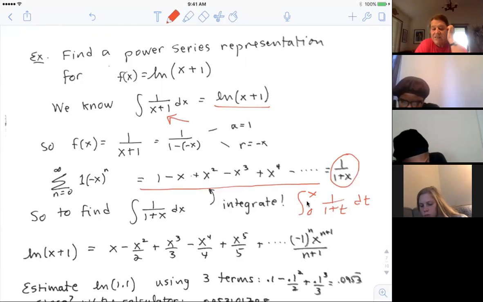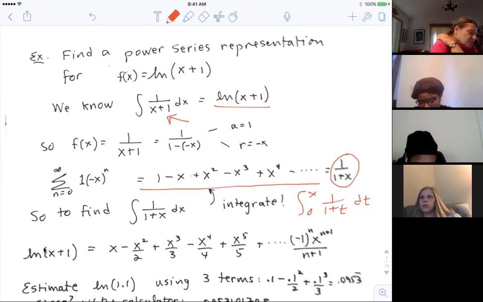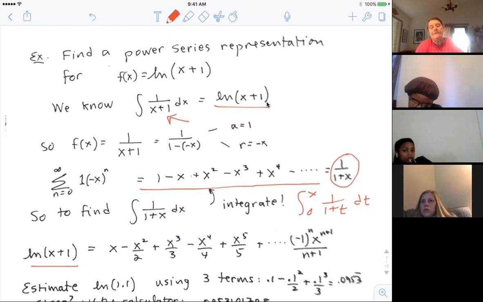I integrate it and then plug in x. But look at what happens if I integrate this. The integral of 1 is x. The integral of minus x is minus x squared over 2. The integral of x squared is x cubed over 3, and minus x to the fourth over 4, and x to the fifth over 5. Then that is the series representation for the natural log of x plus 1. Just because I had something to hang on to here, I was like, oh, I do know something about this. It looks geometric, and the integral of that looks like that. So I'll write that one, take its integral, and I'll have what I need.